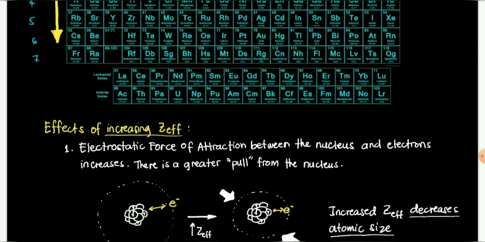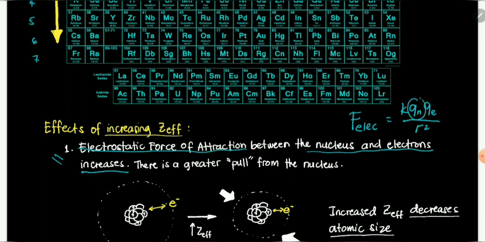So, what are the effects of your increasing Z effective? So, ano nangyayari pag nag-i-increase ang ating effective nuclear charge? So, number 1, electrostatic force of attraction between the nucleus and electrons increases. This is obvious kasi tumataas yung Z effective. So, therefore, tumataas yung electrostatic force. Okay? Again, isusulat ko yung equation. K, Q ng nucleus, Q ng electron over the R squared. So, yung Q ng electron, that's the Z effective. Okay, that's the charge or the nuclear charge. Okay? So there is a greater pull from the nucleus kasi mataas yung ating electrostatic force.